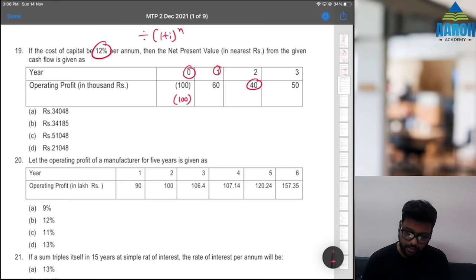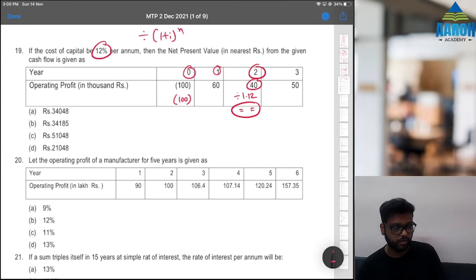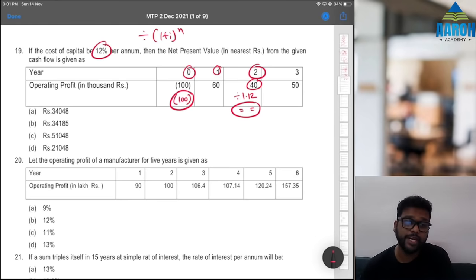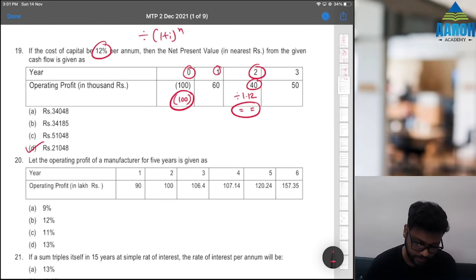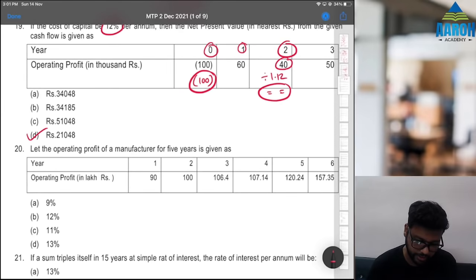40 divided by 1.12 and press 2 times equal to, because we have to go to second year. So 40 divided by 1.12, 2 times equal to M plus. 50 divided by 1.12, 3 times equal to M plus. Press MRC and minus 100. That gives us 21.048, which is in thousand, so 21048.